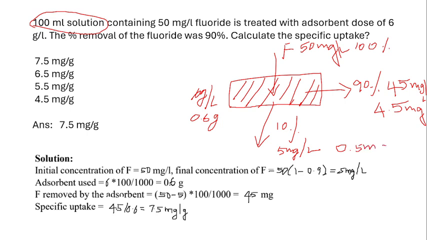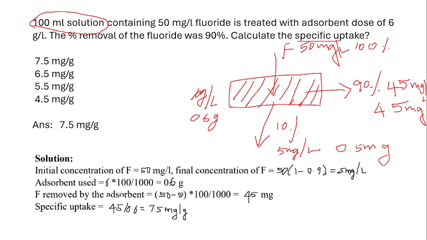So now we have found the mass of the fluoride present in the adsorbent and mass of the fluoride leaving the adsorbent. So the specific uptake is calculated by dividing the amount of fluoride absorbed by amount of adsorbent used. So that is what given here. This is the overview of solving the problem. Now we will solve this step by step.